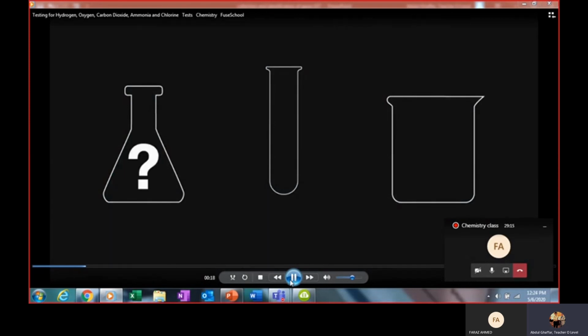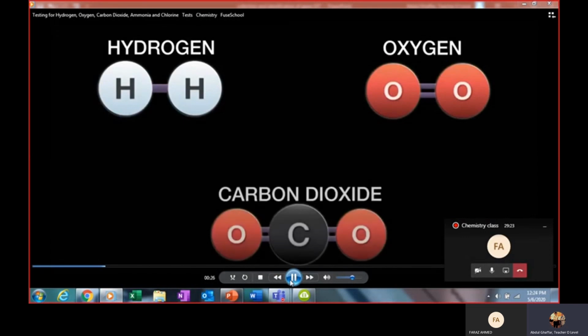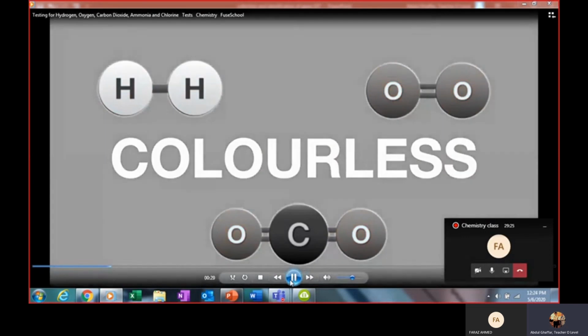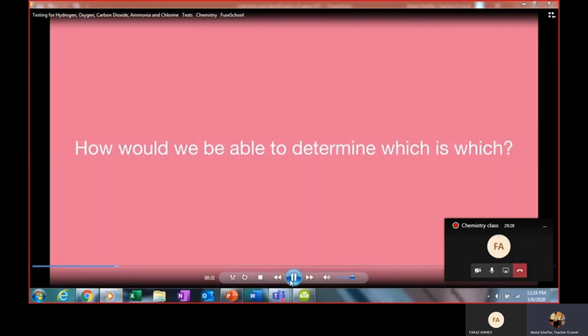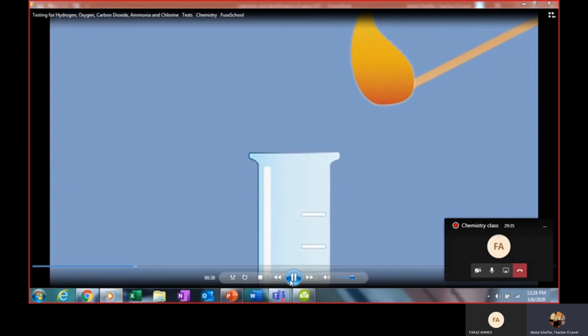It is nearly impossible to determine the identity of a gas just by its appearance. As an example, hydrogen, oxygen, and carbon dioxide are all colorless and odorless. How would we be able to determine which is which? To test for hydrogen, place a lit splint at the mouth of the reaction vessel. You should hear a very distinctive squeaky pop, which confirms its presence. What is the identification of the hydrogen gas, Faraz?